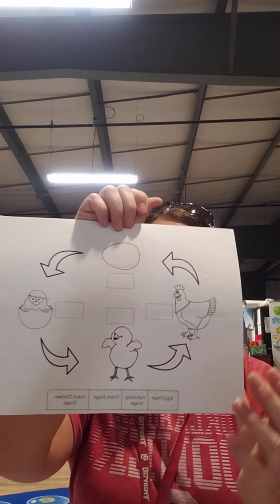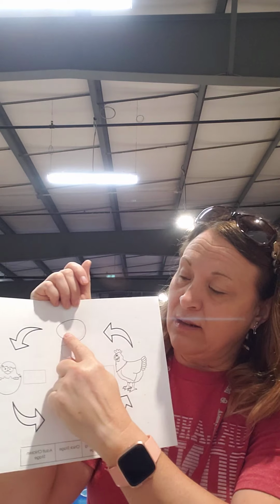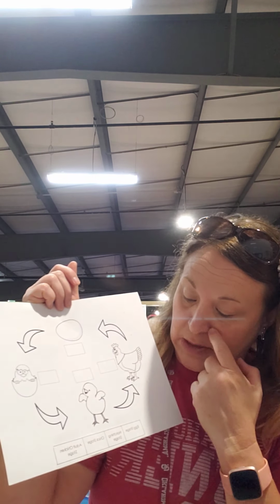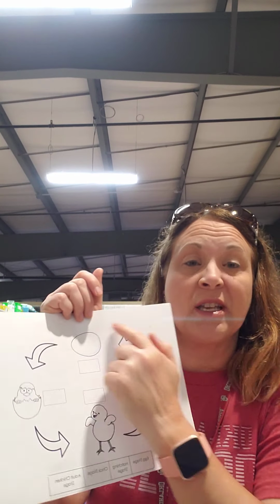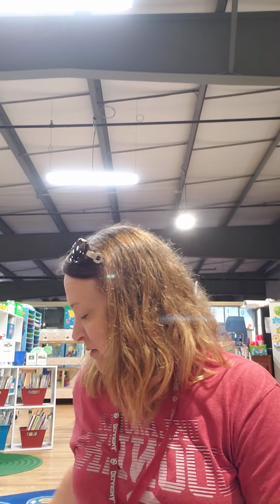So this just kind of explains it. And then this one, you have words at the bottom to cut out and put in: the egg, hatching stage, chick, the adult stage. And then it just keeps going over and over, and that's the life cycle of a chick.